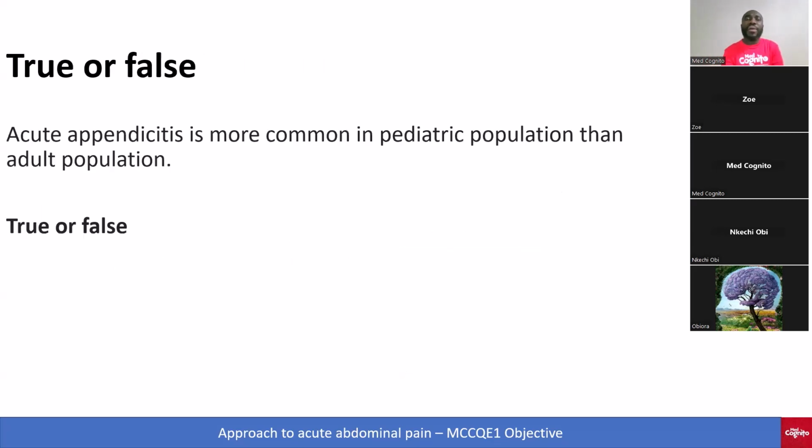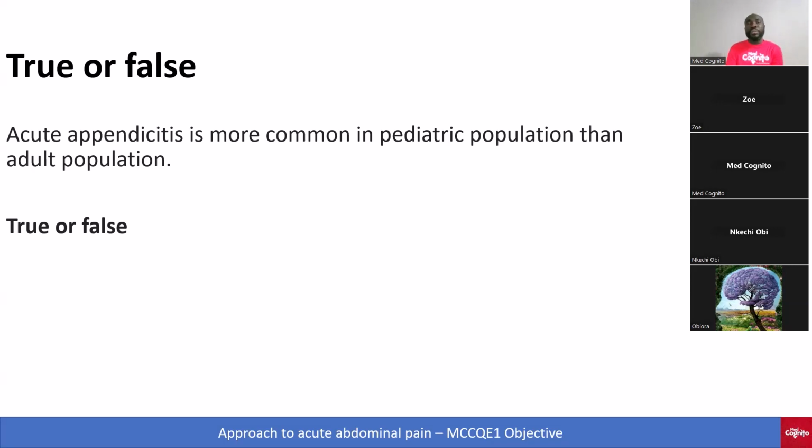Okay, now I have a question here. Please, I need someone to read the question for us. Acute appendicitis is more common in pediatric population than adult population. True or false? Please type in your answers. True or false? Acute appendicitis is more common in pediatric population than adult population.